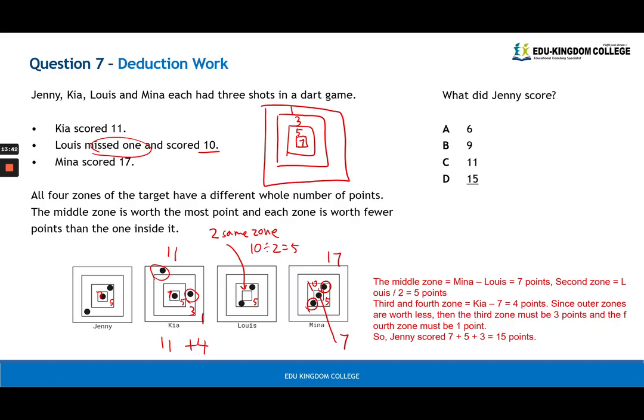That's the scoring system. So what did Jenny score? We have 1 in the middle, so that's 7. 1 on the second from the middle is 5, and 1 more out, which is 3. Add it together, 3 plus 7 is 10. 15 is the answer, or option D.